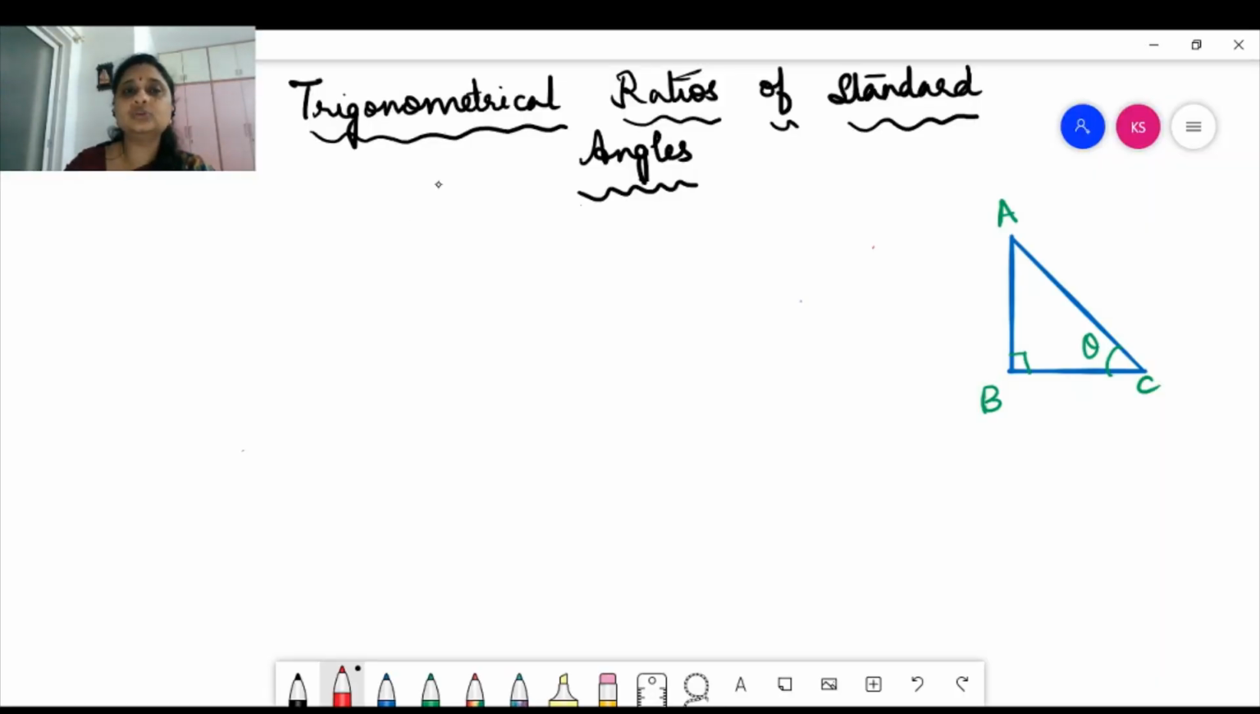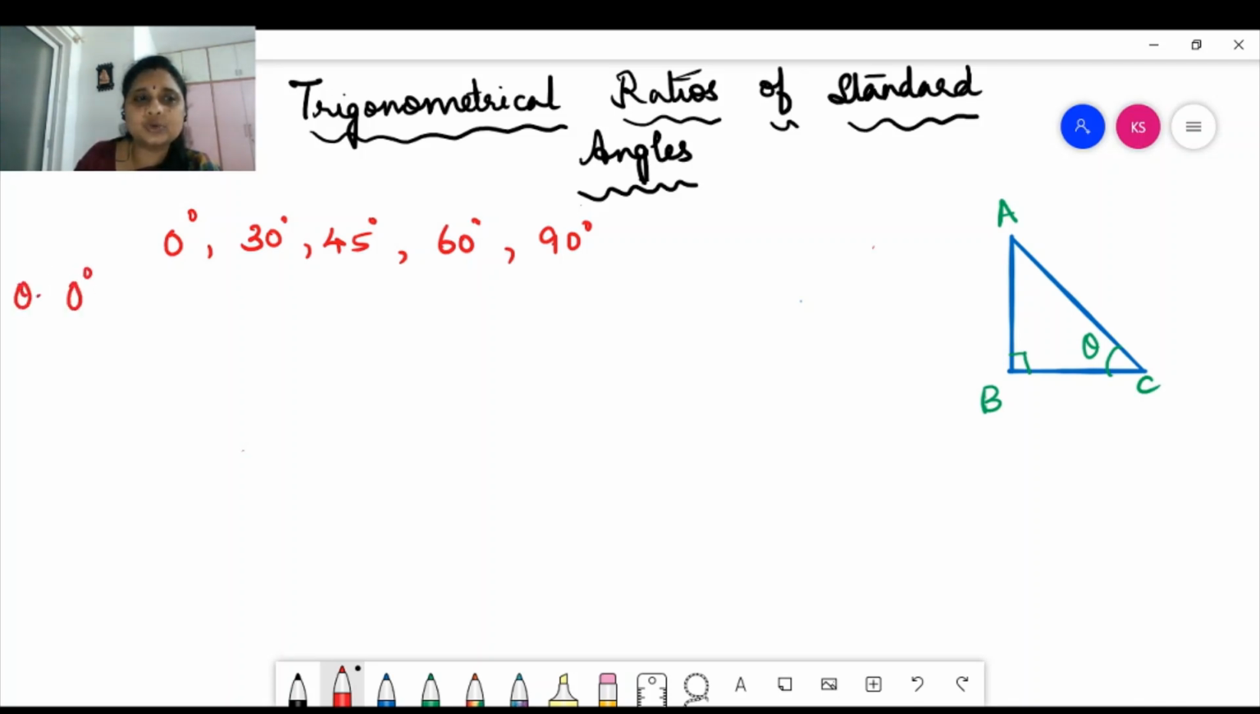So as I told you, we're going to look into trigonometrical ratios of standard angles. So what are standard angles? Basically the angles 0 degrees, 30 degrees, 45 degrees, 60 degrees and 90 degrees are the standard angles. In this video, we are going to see how to find the trigonometrical ratios of each of these angles. So let's start with the angle 0 degrees.